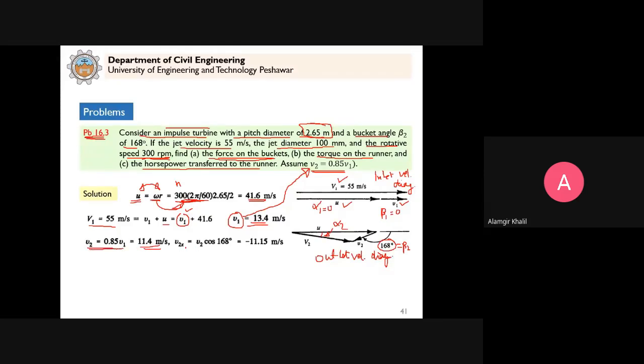Now small v2x is equal to v2 cos of this angle. So it is minus 11.15. Now we have small v1 and we have small v2, so we can calculate the change of velocity. The change of velocity is minus 24.55 meters per second.